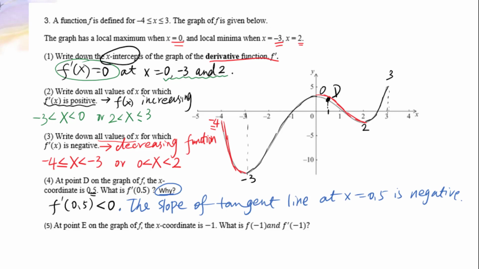At point E on the graph of f, the x-coordinate is -1. It's here. What's f of -1? f of -1 equals 0 because it's an x-intercept of f of x. f prime of -1 is greater than 0, because the slope of the tangent line at x equals -1 is positive.